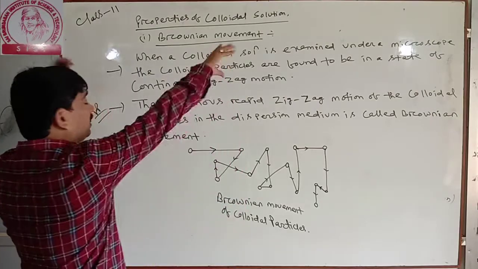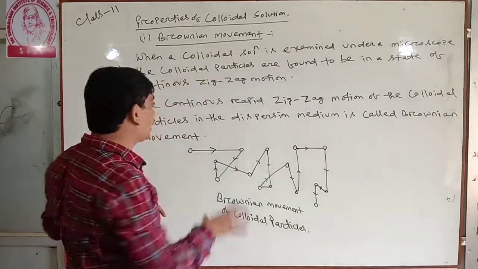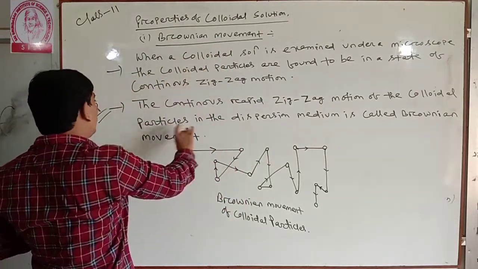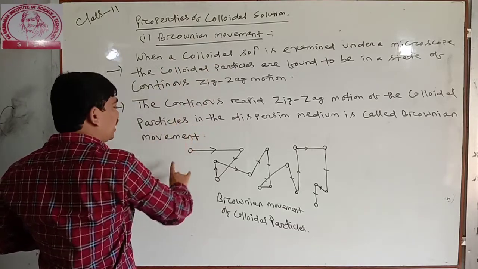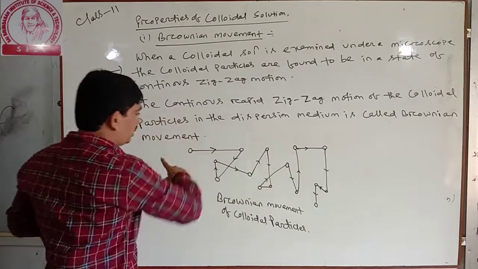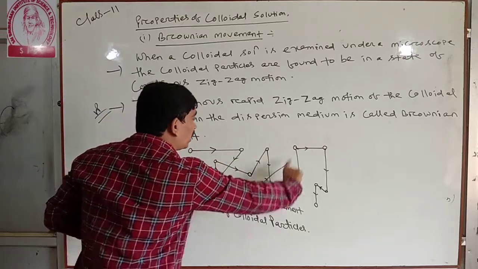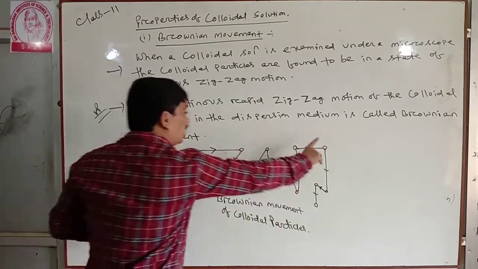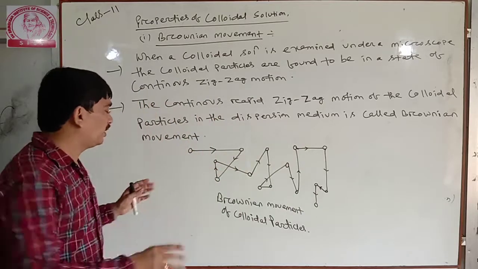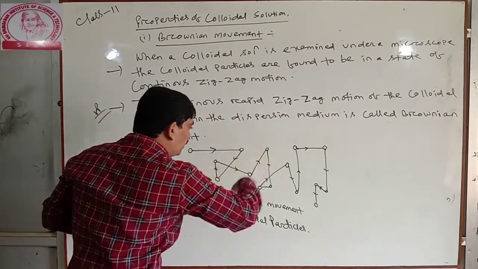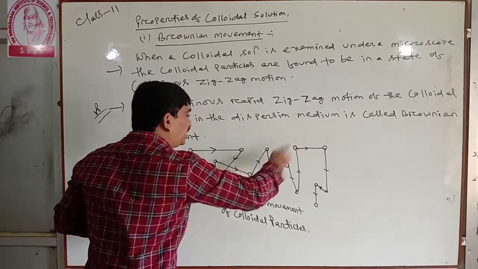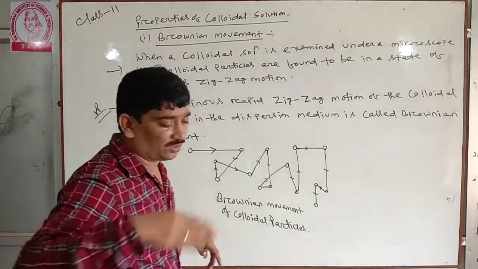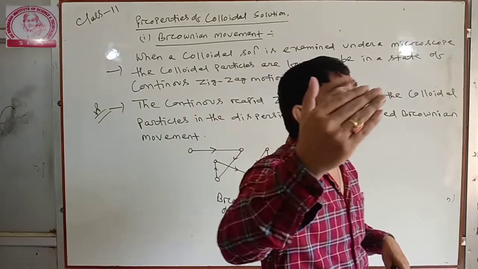So when you put Brownian motion, you must write at least the first line and second line, and this is the diagram. This continuous rapid zigzag motion of the colloidal particles in the dispersion medium is called Brownian movement. The colloidal particles are moving in a rapid zigzag motion in the dispersion medium.